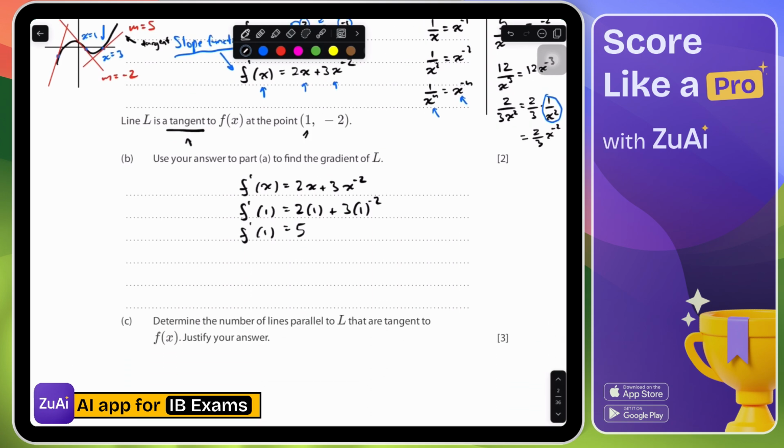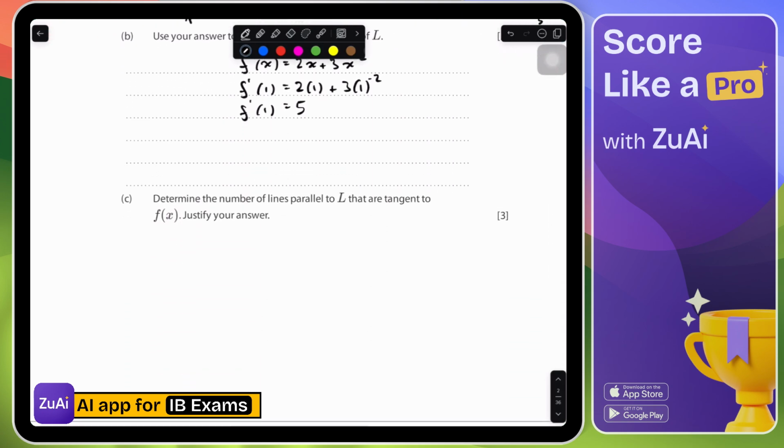Okay. Determine the number of lines parallel to L that are tangent to f of x. Justify your answer. So this is kind of like an abstract question. More recent questions are sometimes actually more contextualized, so more real-world situations, but this isn't an impossible question.